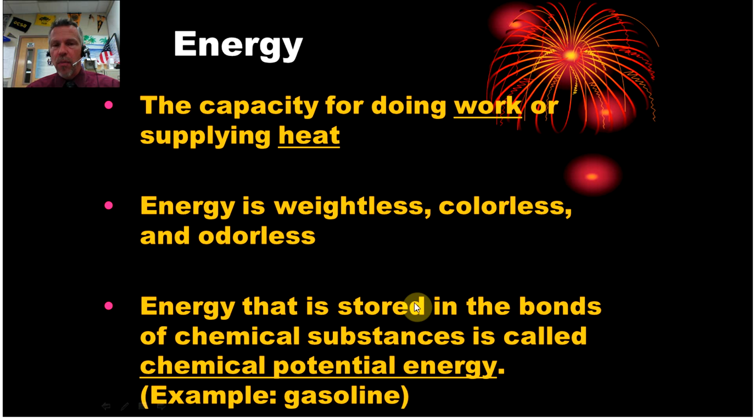Energy stored in chemical bonds is the kind that, of course, we care about here in chemistry. That's the energy of a chemical bond, and it is called chemical potential energy. An example of a compound that has a whole lot of chemical potential energy in its bonds is something like gasoline. When you burn gasoline, you get a whole lot of energy out of it because the bonds that hold the gasoline molecule together have a lot of energy stored as chemical potential energy.